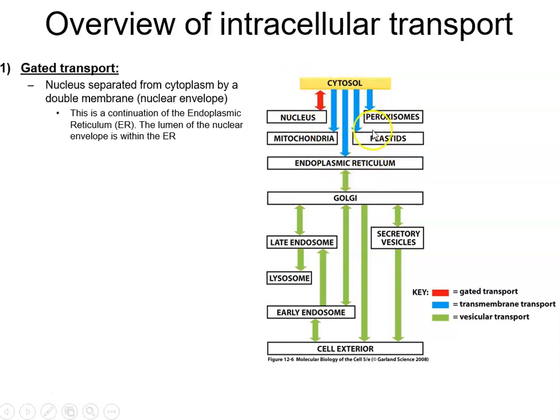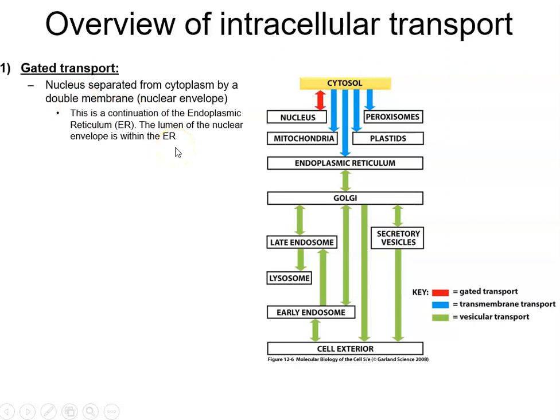Don't really talk about plastids in this module, and also peroxisomes. Don't really talk about those all that much. I'm mostly going to be talking about nucleus, mitochondria and endoplasmic reticulum. So the first of these is cytosol to nucleus, and this is what we call gated transport.